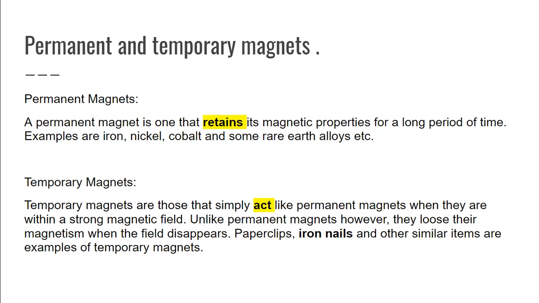Now you may ask, if we keep all substances with a magnet, do they all behave like temporary magnets? No. There are certain items, and I have given you some examples, like paper clips, iron nails, and other similar items, which are a few examples of temporary magnets.